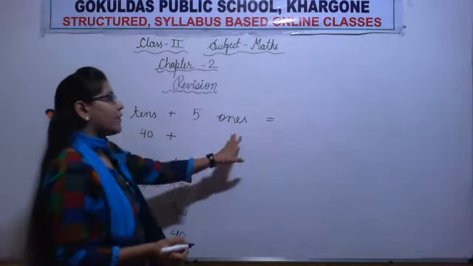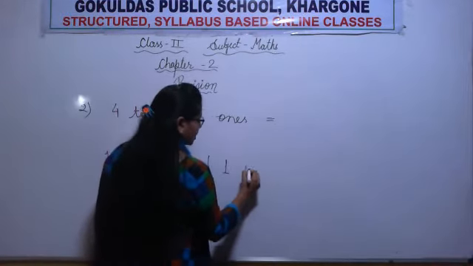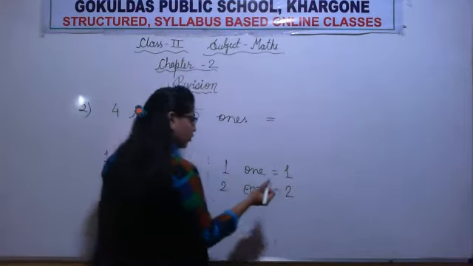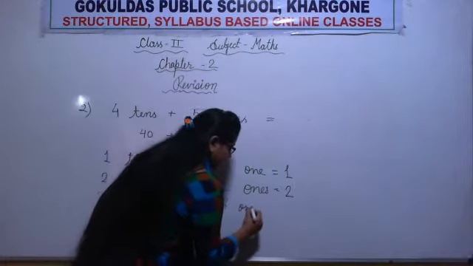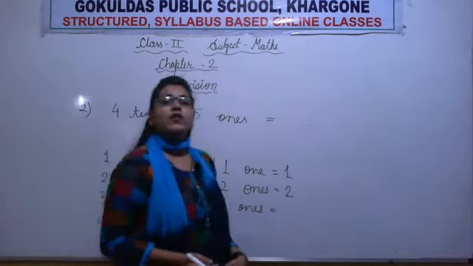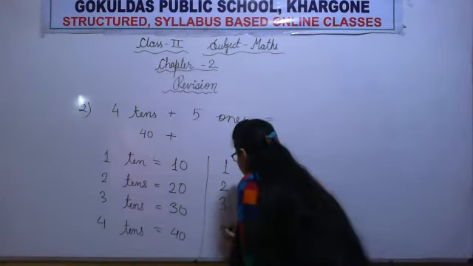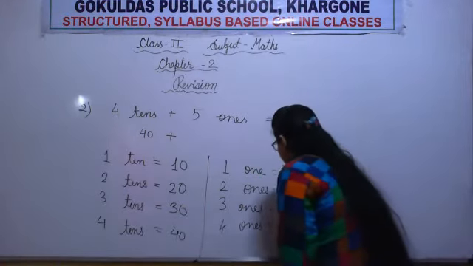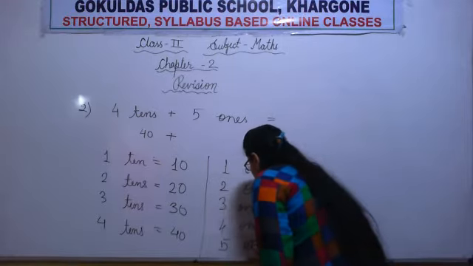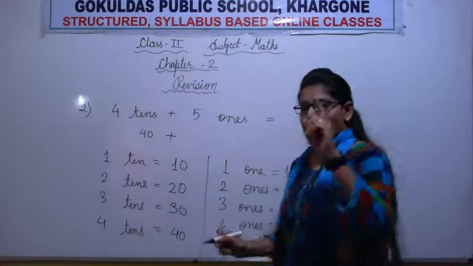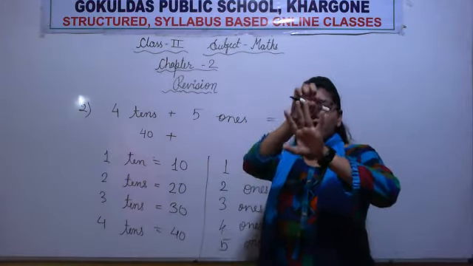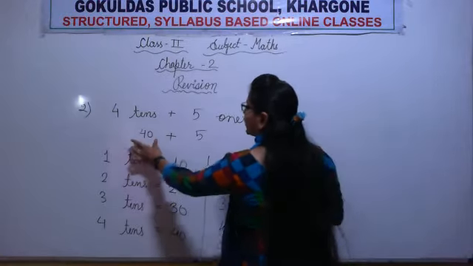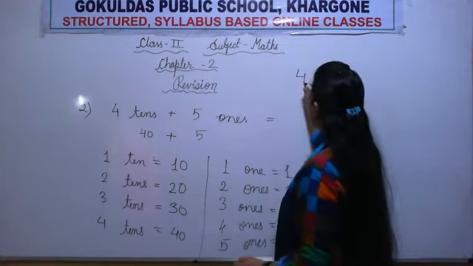Now plus 5 ones. Let's see. 1 one is equal to 1. 2 ones is equal to 2. 3 ones is equal to, very good, 3. 4 ones is equal to 4. 5 ones are there, so 5 ones is equal to 5.